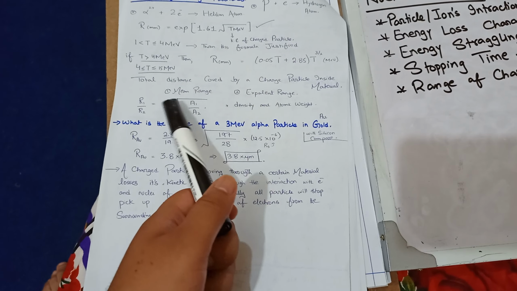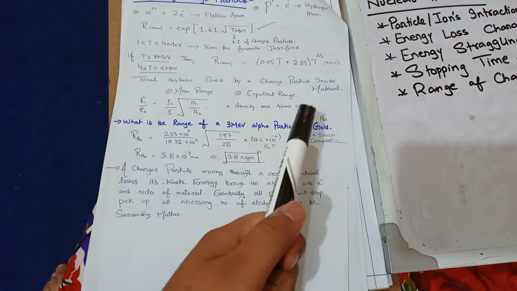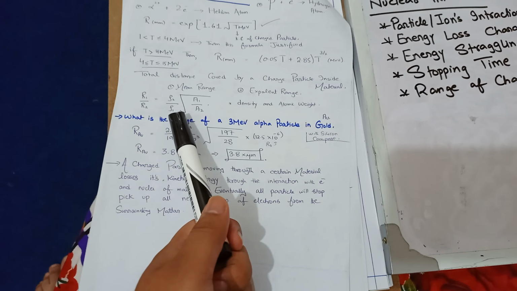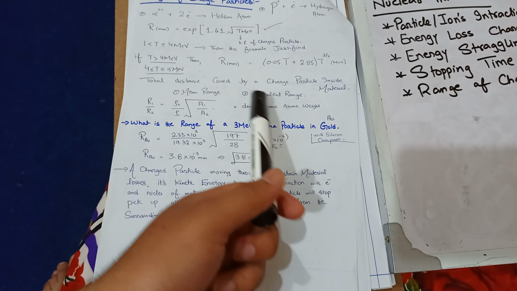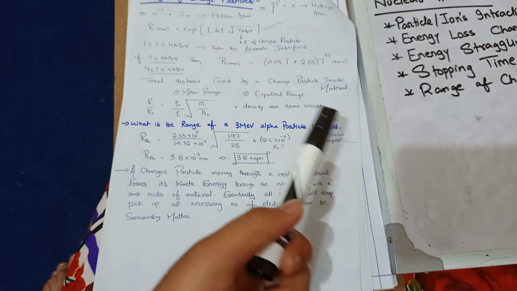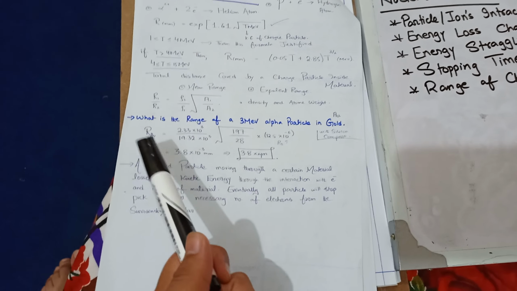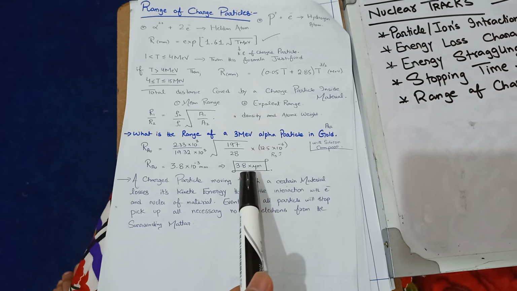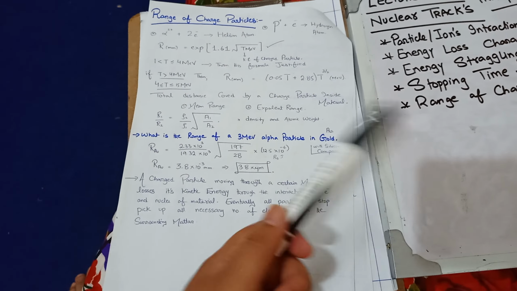And rho 2 is basically the charge density of silicon, and rho 1 is the charge density of gold. These variables and constants must all be given. After putting in the values, you will get your answer. So the range in gold is basically 3.8 micrometers. Okay, so that's all for today.